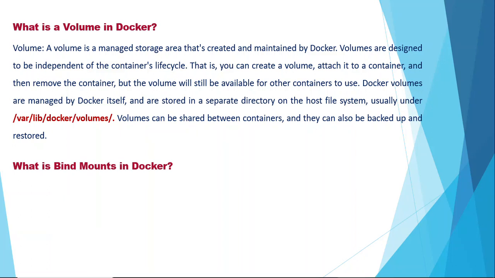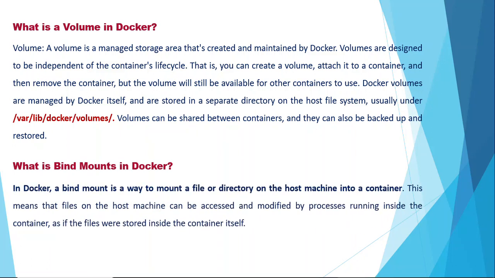Now, what is a bind mount in Docker? I'm going to be demonstrating this too in a moment. In Docker, a bind mount is a way to mount a file or directory on the host machine into your container. So let's say you have an external storage, or a directory that contains a configuration file, and you want your container to have access to the file, and you also want whatever write is made to the container directory to be reflected on the host, so that your data can persist even when the container is gone.